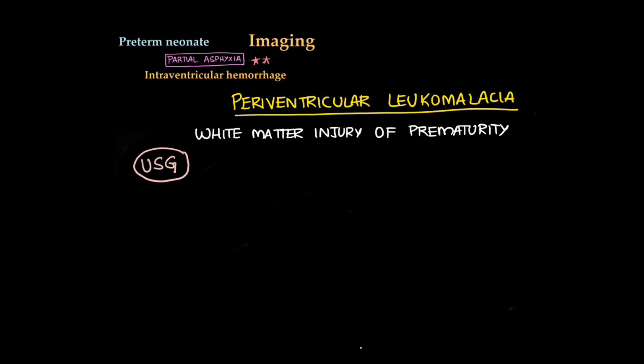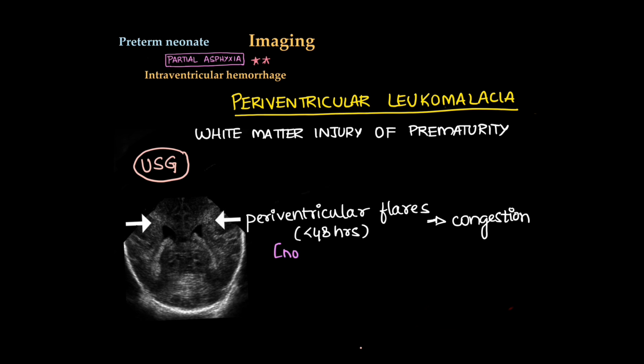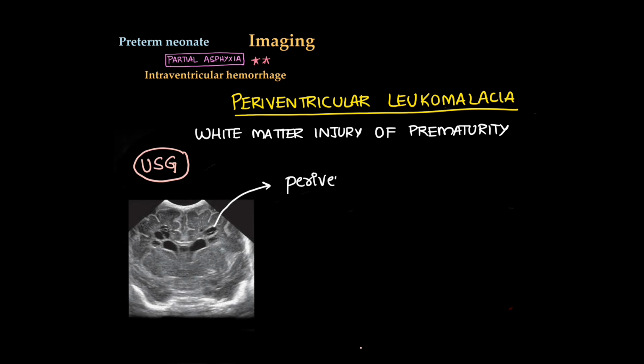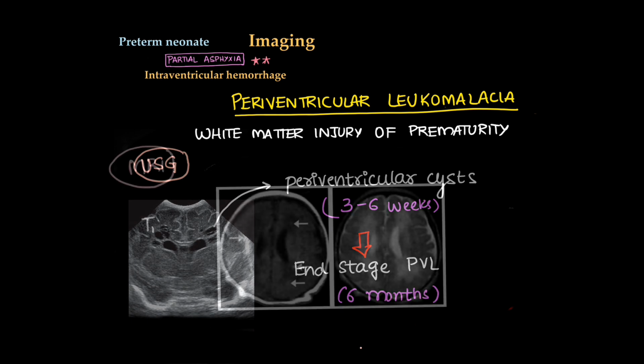On ultrasound we can see something called periventricular flares. You would have heard the term periventricular hyperechoic areas, that is seen within 48 hours. This shows congestion of the blood vessels around the periventricular region. This will normalize by 2 to 4 weeks. So these periventricular flares can progress to periventricular cysts in 3 to 4 weeks if the damage is persistent. That will later progress to end stage periventricular leukomalacia by 6 months.